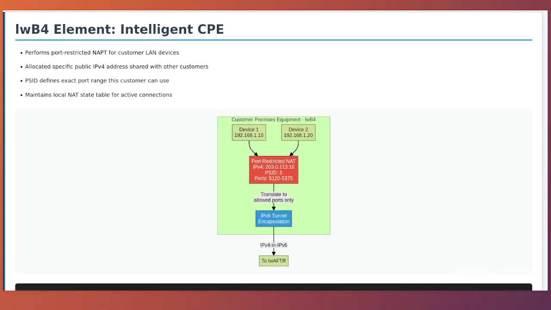lwB4 element architecture. The lwB4 element is the customer-side component of the Lw4o6 architecture, and it is considerably more sophisticated than the B4 element in DS-Lite. The lwB4 must perform several critical functions. First, it maintains an IPv4 in IPv6 tunnel to the lwAFTR, similar to DS-Lite. Second, it performs network address and port translation, or NAT, for the customer's local network.